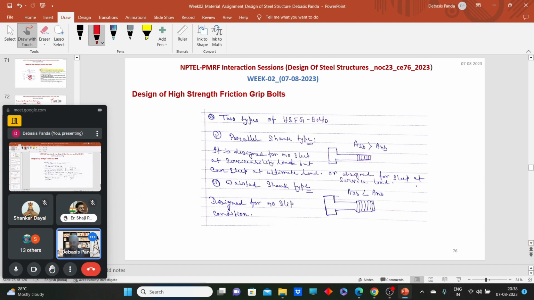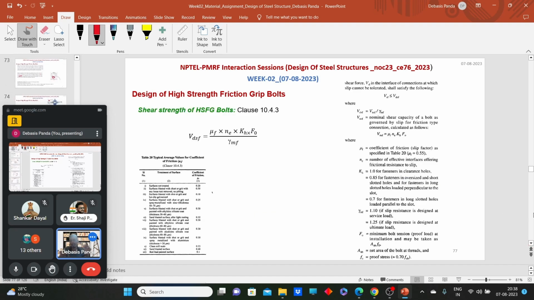So we have basically two kinds of high strength frictional grip bolt. One we call parallel shank type bolt, and one we call wasted shank type bolt. In the parallel shank type bolt, the area of shank is greater than the area of root, the normal kind of bolt. But in the wasted shank type bolt, the root area is more. These types of bolts are generally used when we design against slip resistance. Before going to designing these parts, what will be the shear capacity of this type of bolt?